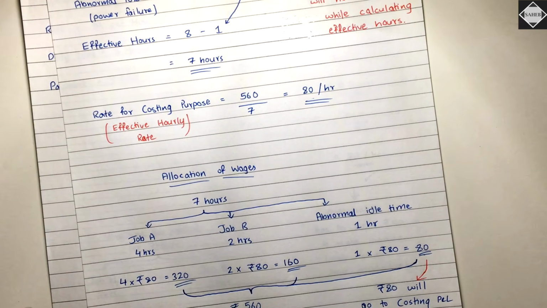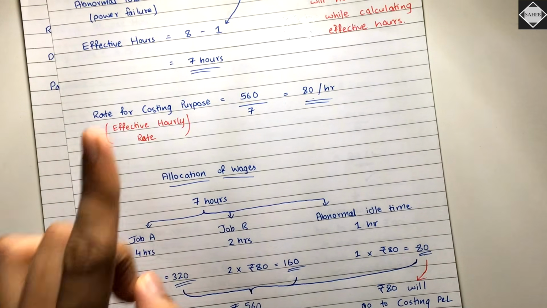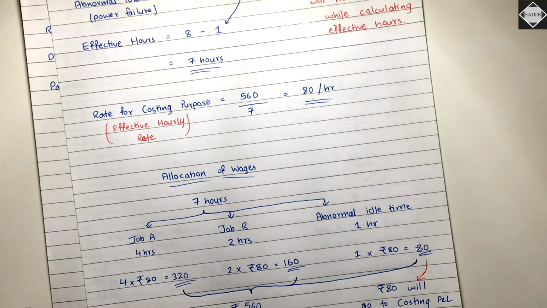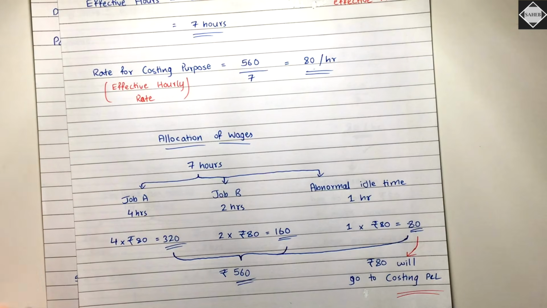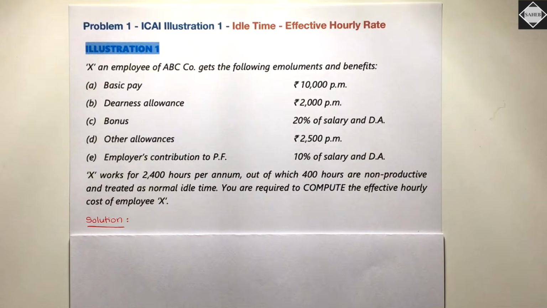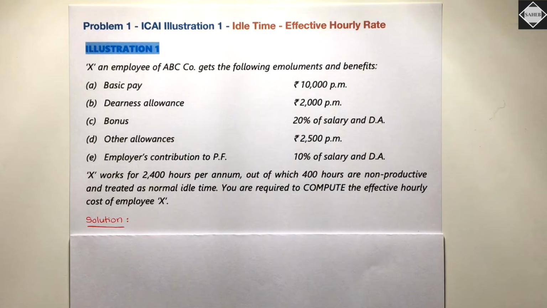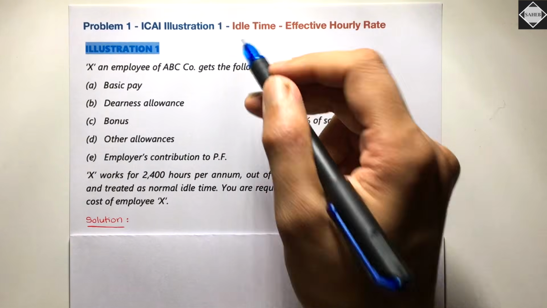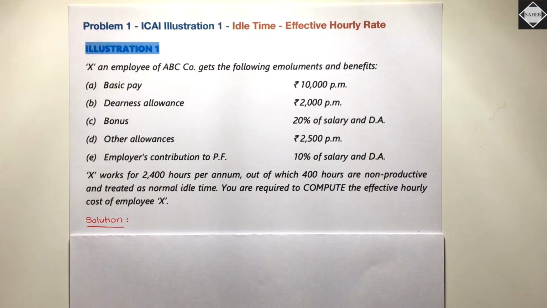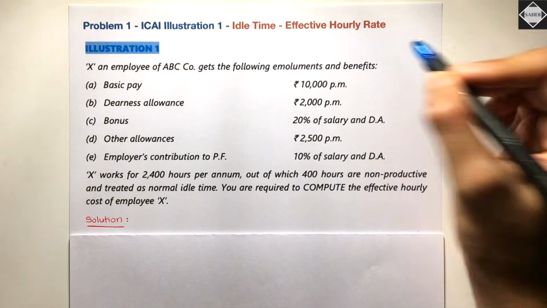Now, we have to solve one problem. So let's just solve one problem and then we'll finish the video. Illustration 1 from the ICAI study material. Let's go to that question. Now see here, we have the problem 1 of idle time. We have solved many problems in the previous videos of the labor costing chapter, but those were of different topics. In that order we are following in this chapter. So now this is the first problem of idle time, and this question is from the ICAI study material, illustration 1. In this question we have normal idle time and we have to calculate effective hourly rate.